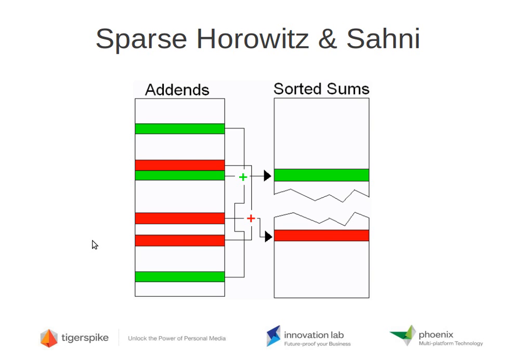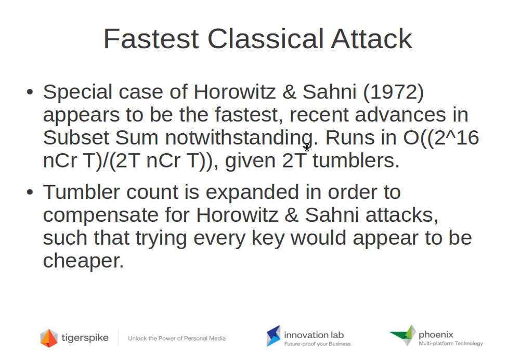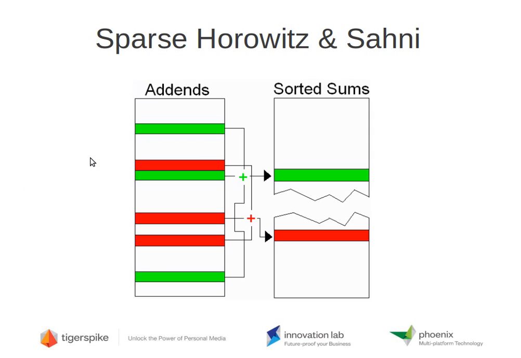But there's an easier way to do this, inspired by the Horowitz and Sahni approach to subset sum, which is we can cut this in half. So instead of looking at combinations of 6, we look at combinations of 3. So we find all the combinations of 3 in this particular list of addends. And this, again, is what gives rise to 2^16 NCR 3 in this case.